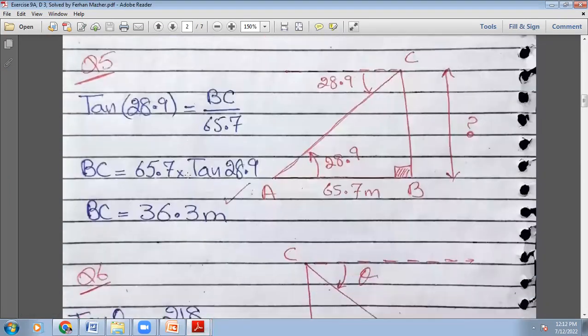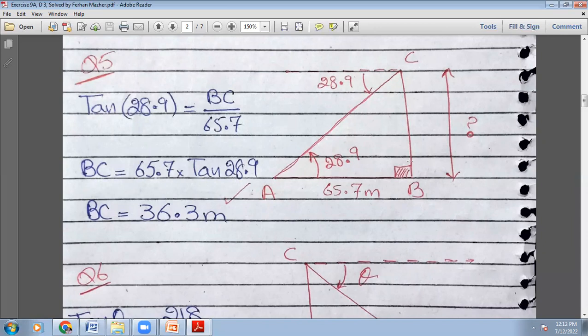So we are talking about question number 5. Suppose this is that cliff, and we don't know the height of the cliff, and this is the boat, and this is the foot of the cliff. That's the distance between the boat and the cliff, and that is 65.7 meters. The angle of depression of the boat from the top of the cliff is 28.9. I told you that the angle of depression and the angle of elevation always remain the same. So from A, the angle of elevation of the top of the cliff will be 28.9.